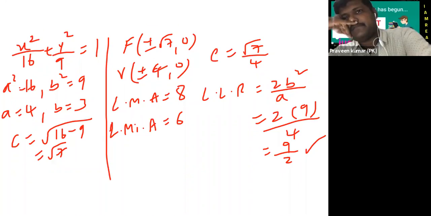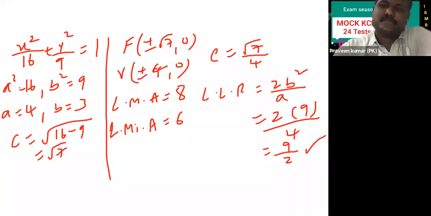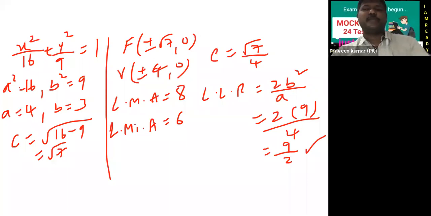No, sometimes they can give 5. It will become root 5. We cannot predict that every time they will give a perfect square. Yes, I can give many questions. Don't worry, my dear students, all the stuff is with me only. Don't worry.